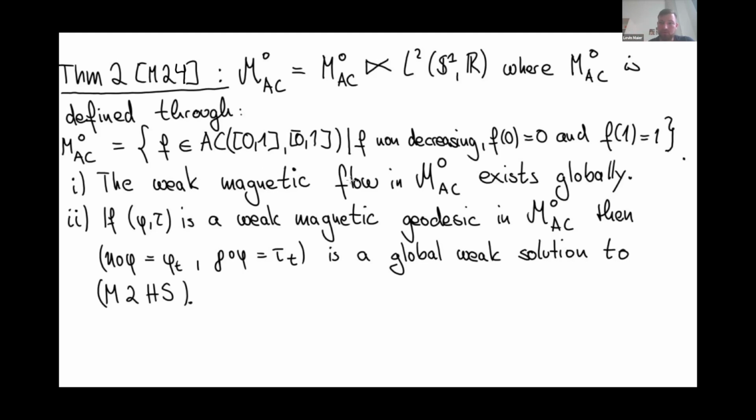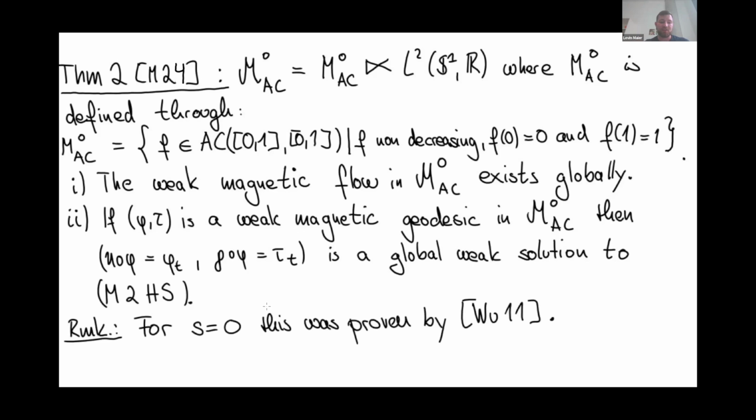So we have a global flow on that infinite dimensional space. Second, we use the correspondence developed before: if we have a weak magnetic geodesic in that space, then the corresponding solutions to the PDE are global weak solutions. Since we have a global weak magnetic flow, we have also global weak solutions. Shortly, the first remark is for S equal to 0. This was already proven by Markus Wunsch in 2011. And the second remark here is we can really use geometric arguments to prove that there are global weak solutions.